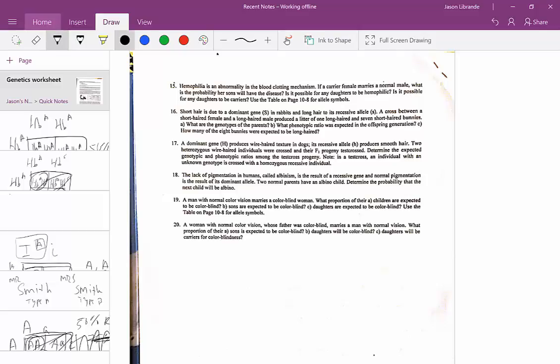Okay, so short hair is due to a dominant gene in rabbits, and long hair is due to a recessive allele. Okay, a cross between a short-haired female and a long-haired male produces a litter of 1 long-haired and 7 short-haired bunnies. What are the genotypes of the parents? What phenotypic ratio was expected in the offspring generation? How many of the 8 bunnies were expected to be long-haired?